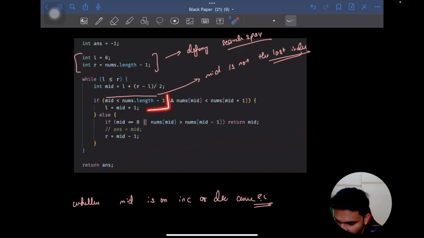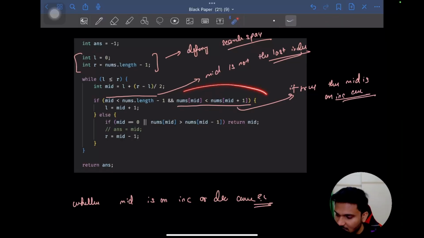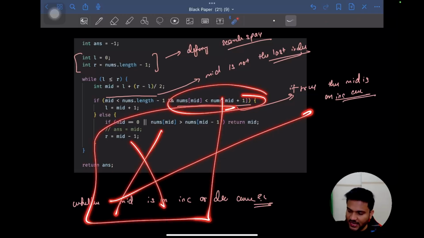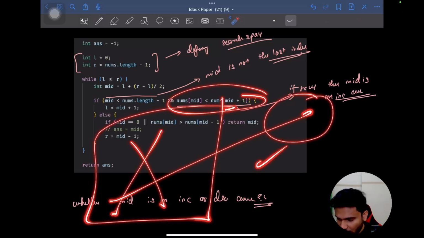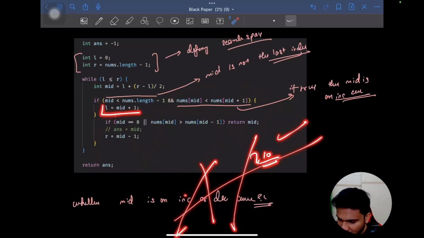So this check is to consider the fact that if mid is somewhere in between the array and the value at mid is less than the value at mid plus 1, that means you are on an increasing curve. If this condition is true, then mid is on an increasing curve. If mid is on an increasing curve, then on the left side we are not sure whether the element will be there or not, but on the right side we are definitely sure. So how do you avoid the left side and go to the right side? You do low is equals to mid plus 1.